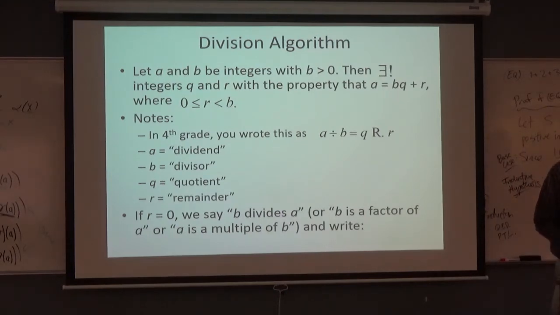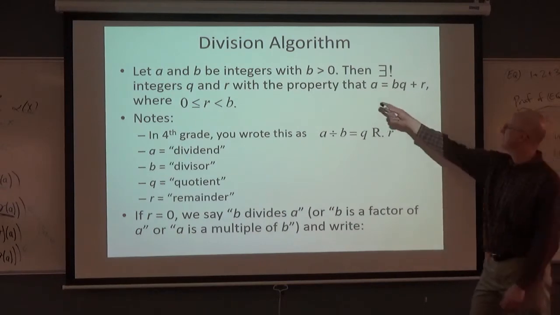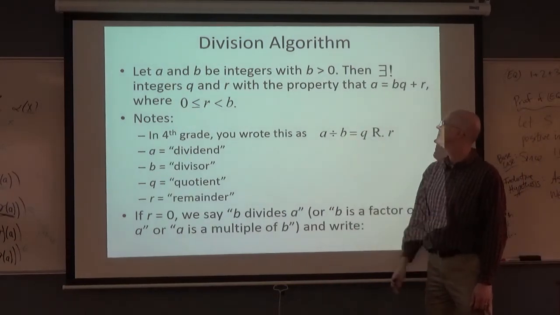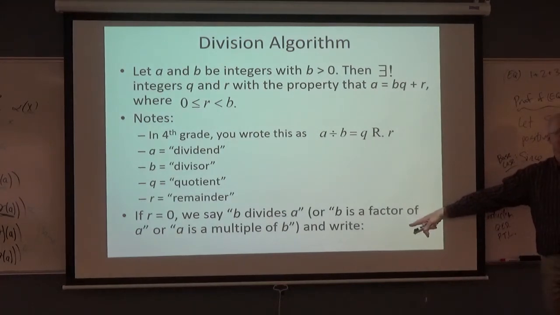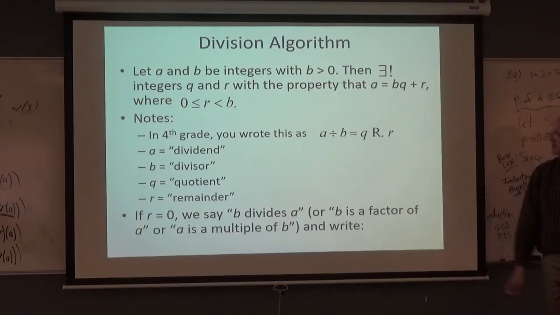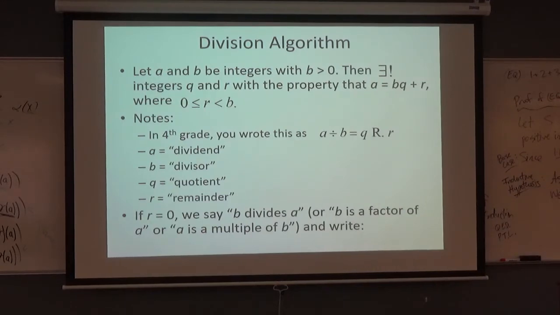Because 0 is 0 times 9 with the remainder of 0. In the division algorithm itself, you're assuming B is positive, but you can talk about negative numbers for B when you use this kind of terminology as well. Negative 5 divides positive 15, for example. It also divides negative 15.